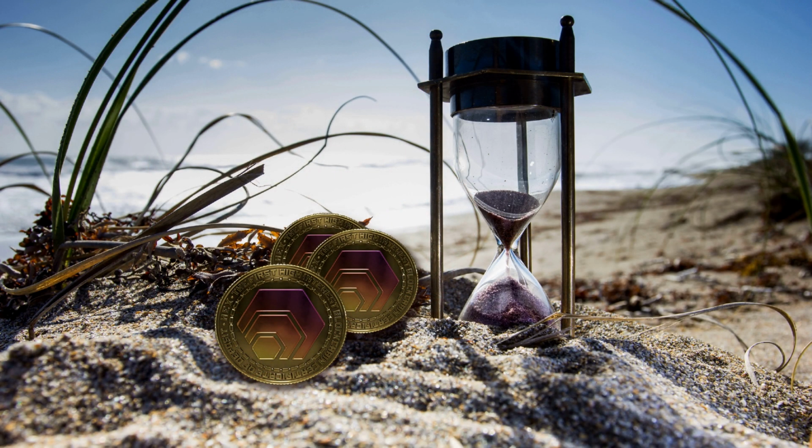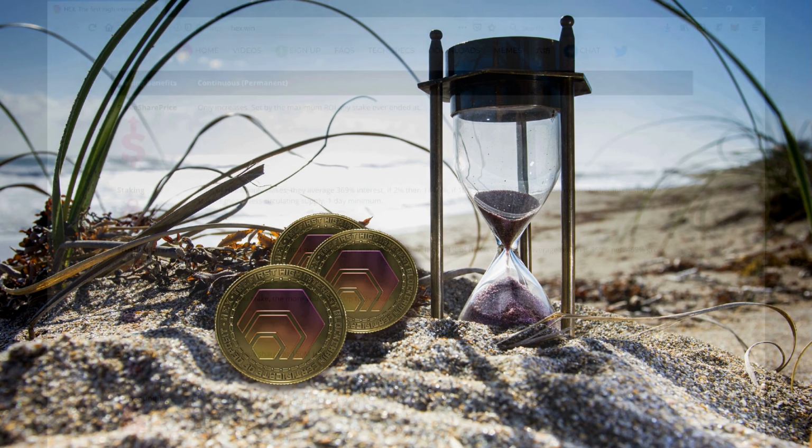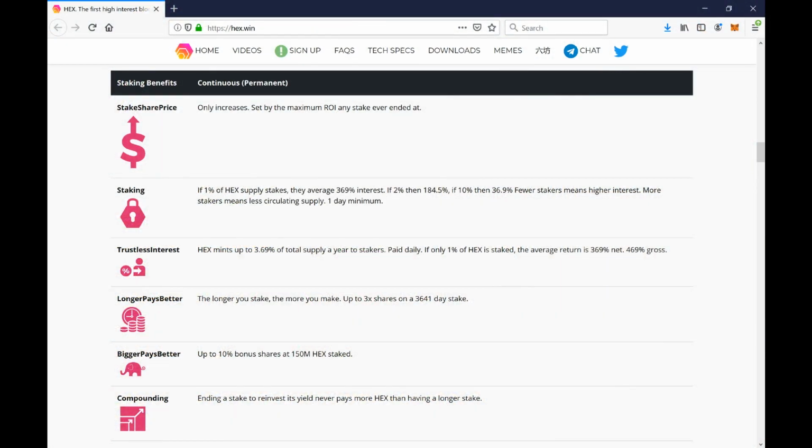HEX has a yearly inflation of 3.69%. A low yearly inflation like this does not seem a lot of profit. But compounding all the included bonuses, together with staking longer and making bigger stakes, is really adding up. In HEX terms, it is called longer pays better and bigger pays better. Together with all possible bonuses, you may well end up with a 10 to 30% profit a year. Sounds really interesting, doesn't it? Let's explain the 8 different staking bonuses I identified.